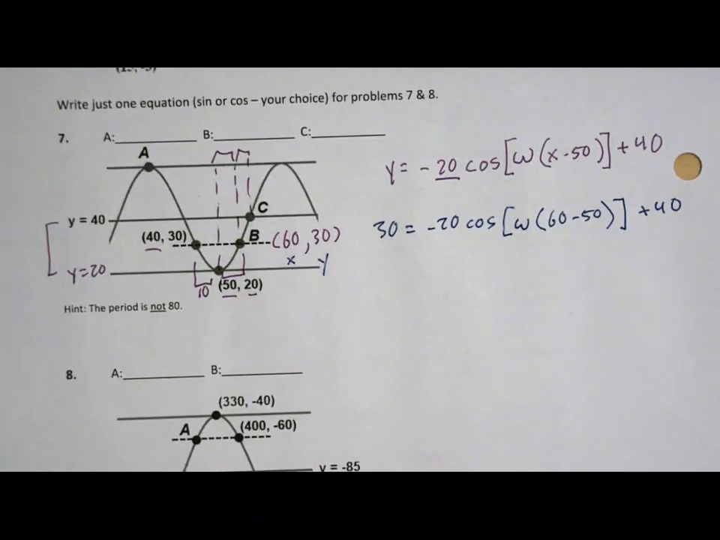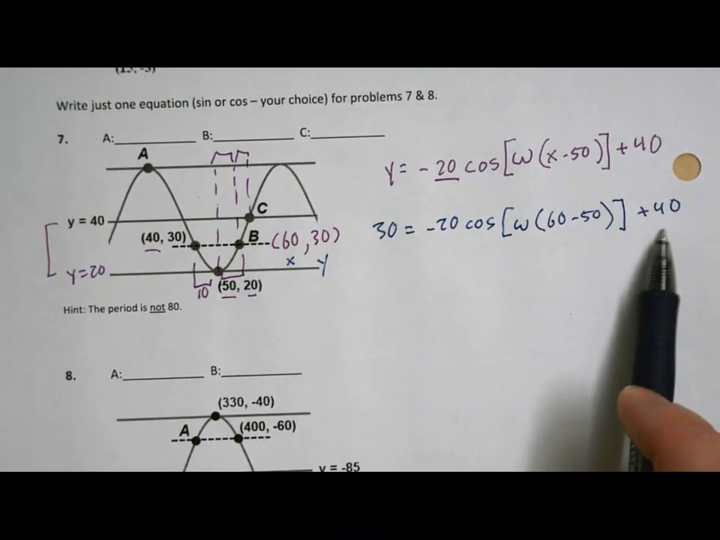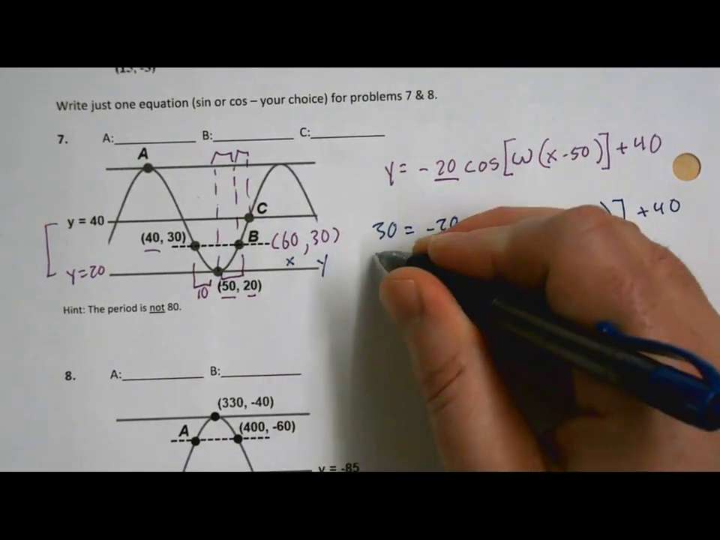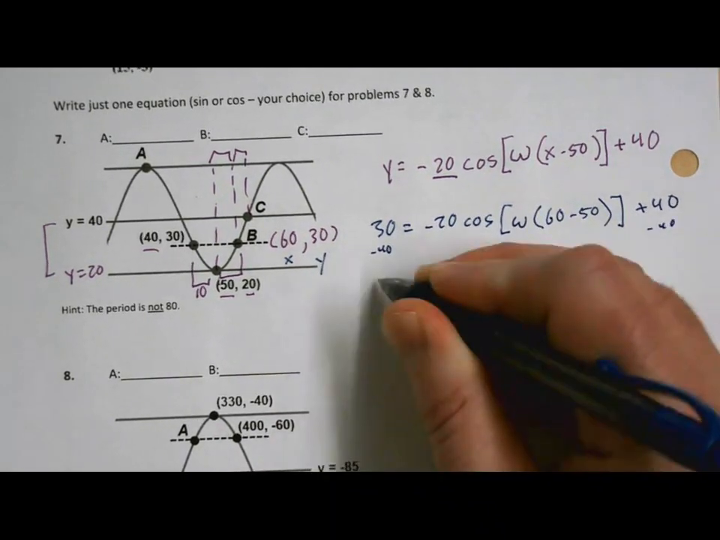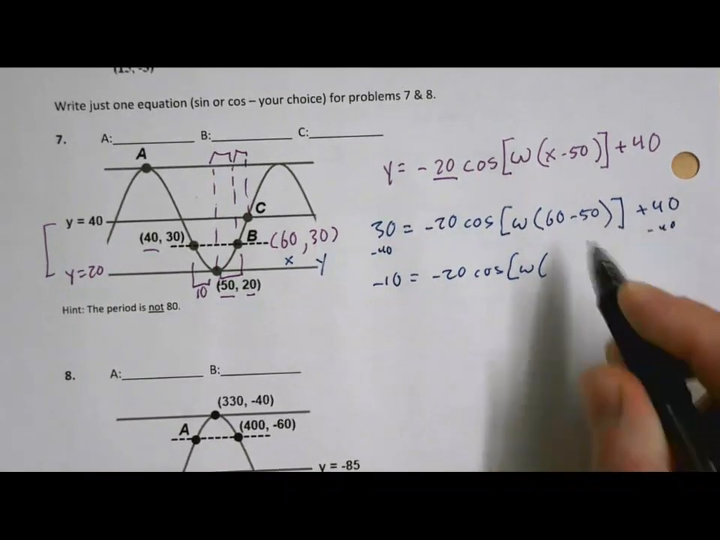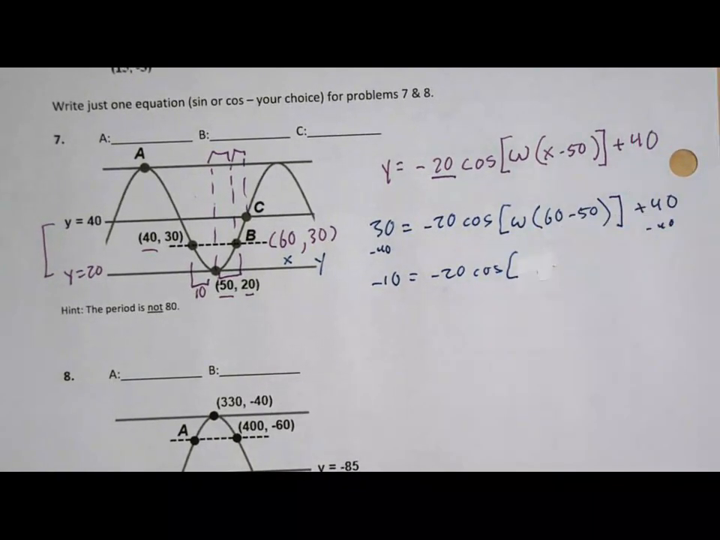And we have the algebra skills to solve this. We're going to be a lot more equipped to solve this when we get into trigonometric equations in the next unit. But you guys can do this. I'm thinking that plus 40 would be easy to get rid of. Minus 40 on both sides. So I got negative 10 equals negative 20 cosine omega. And then 60 minus 50 is just 10. Why don't we just call that 10 omega in there? That would be a simpler way to write that.